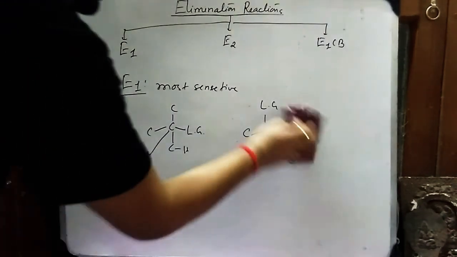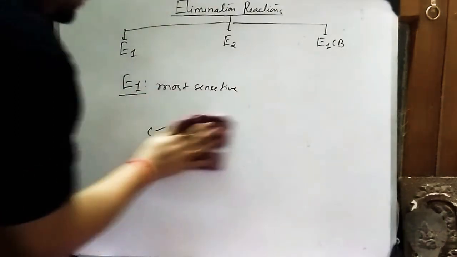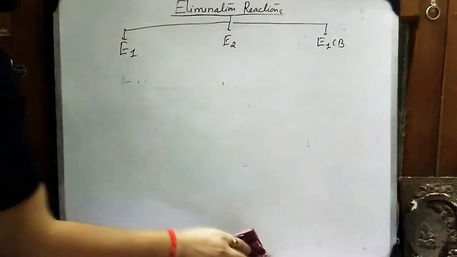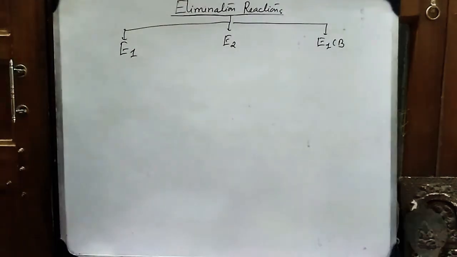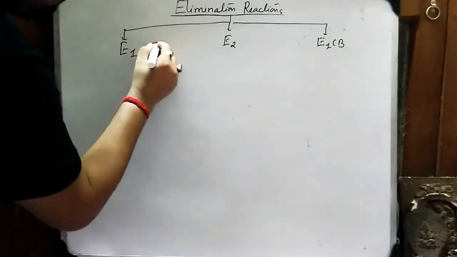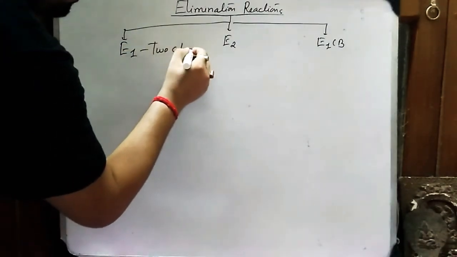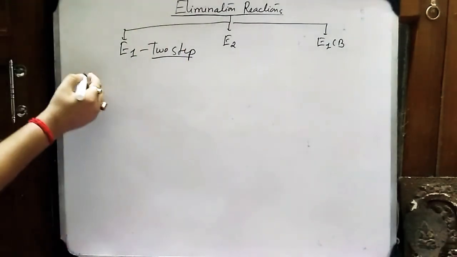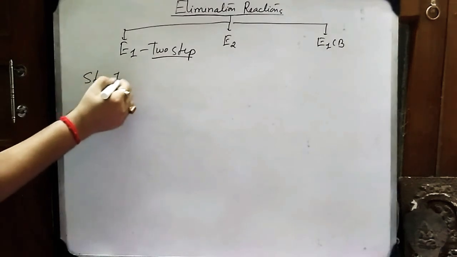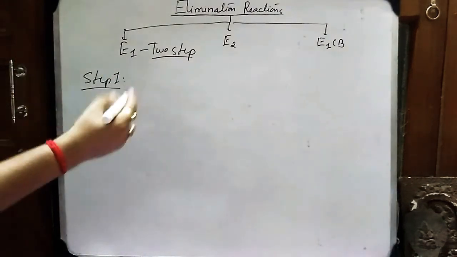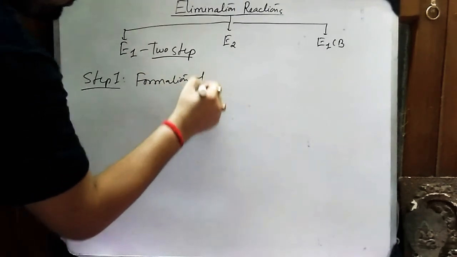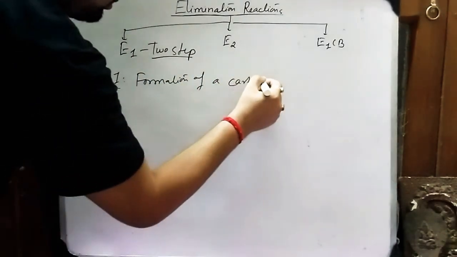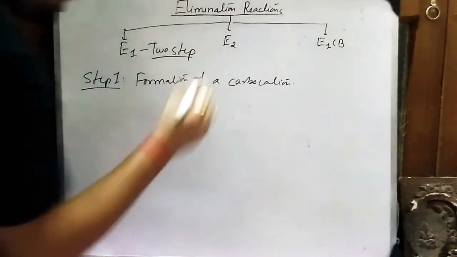Now let us come to the mechanistic part of the E1 reaction. The E1 reaction is a unimolecular reaction, so it will be a two-step process. The first step is the same as what we have seen in SN1, that is, the formation of a carbocation.